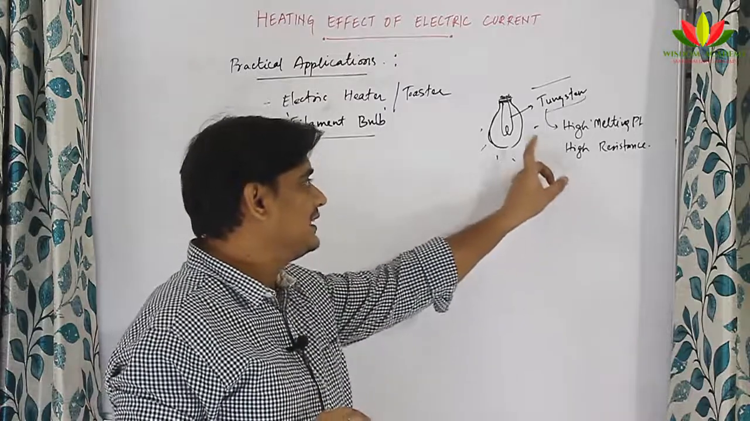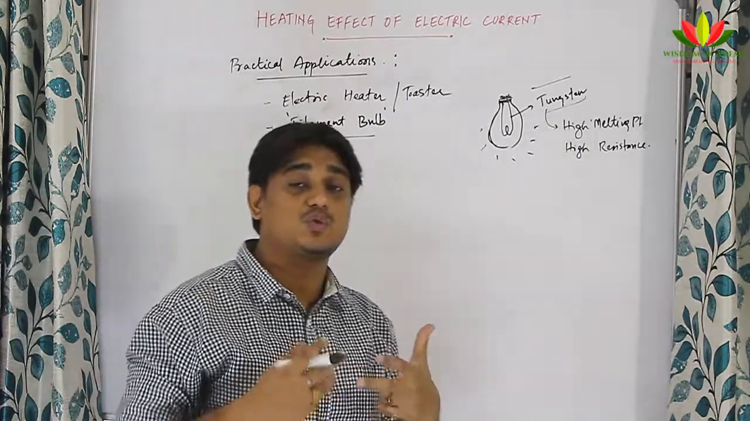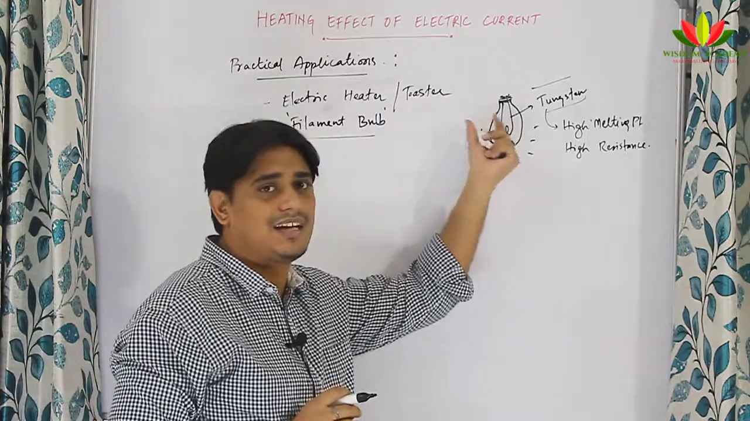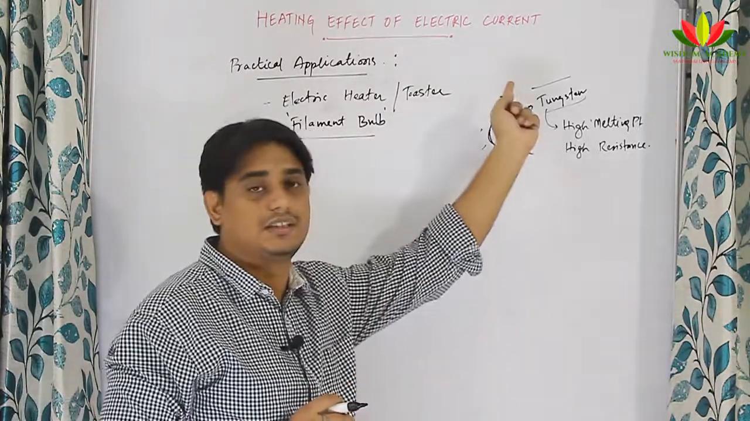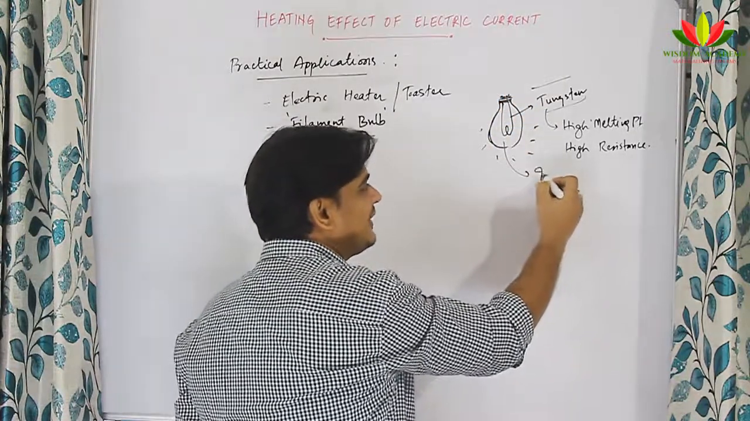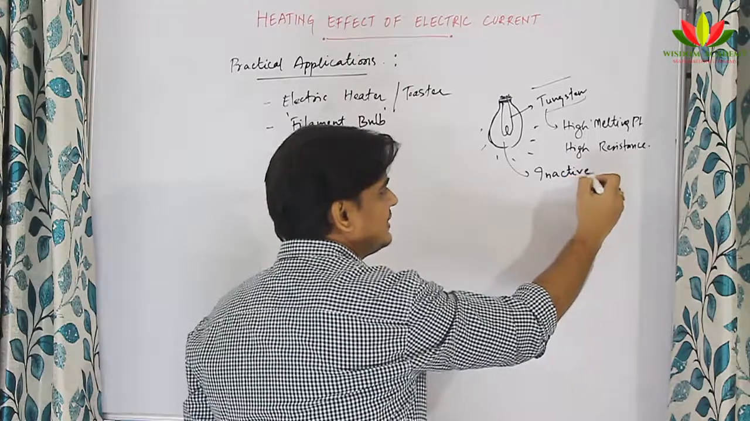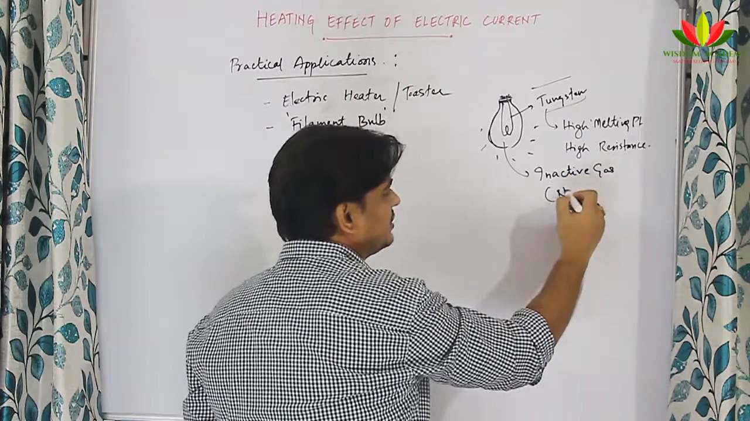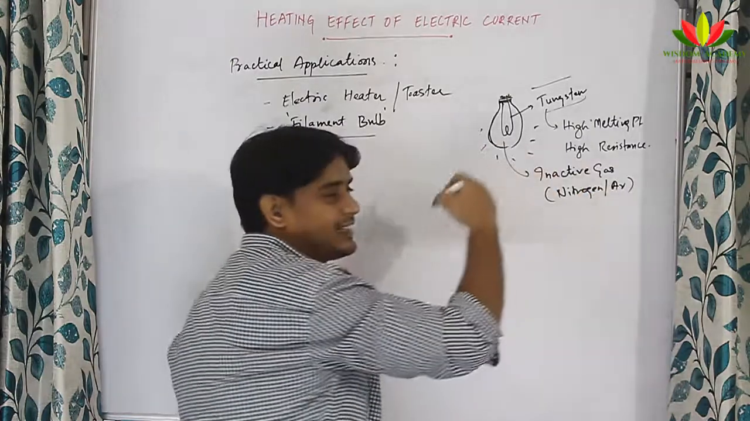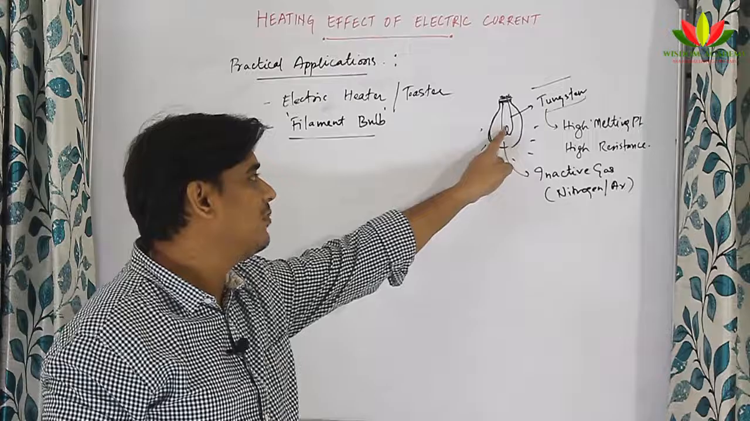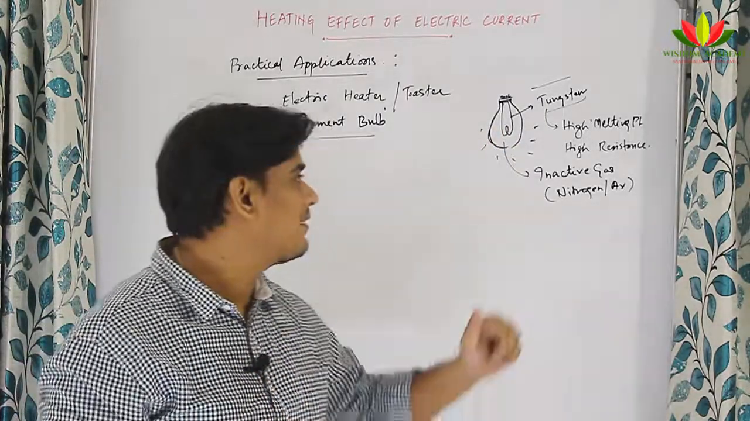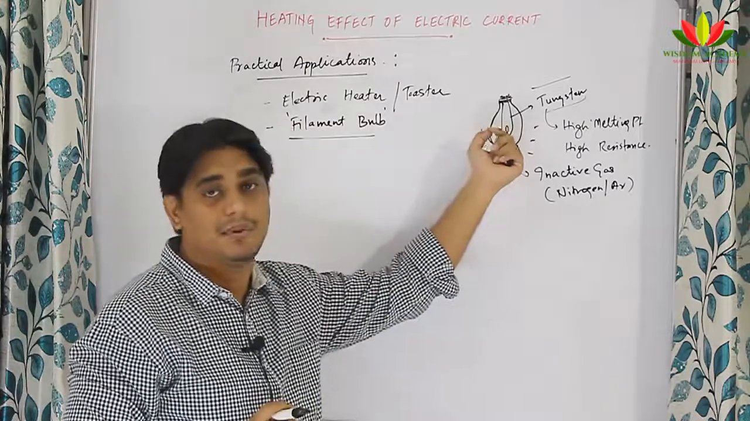Since it has a high melting point, even if it gets too much heat, it will not melt. Moreover, this heat could affect the glass bulb outside. So we keep some inactive gases here, like nitrogen and argon. These gases create thermal insulation between the filament and the bulb, and the heat stays in a controlled manner. Otherwise, that much heat could even burst the bulb.